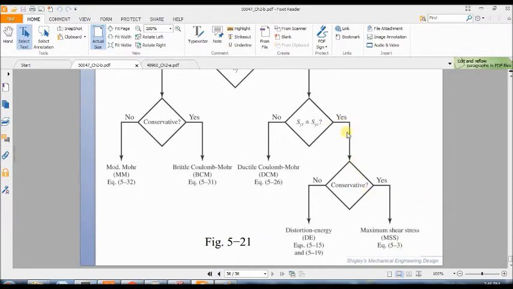When we go through this line, there's another question: whether your design is conservative or not. It depends on the conservativity of the design. If it is conservative, we will use the maximum shear stress theory, and if it is not conservative, we can use the distortion energy theory. The meaning of conservative here, I will explain later in the example.